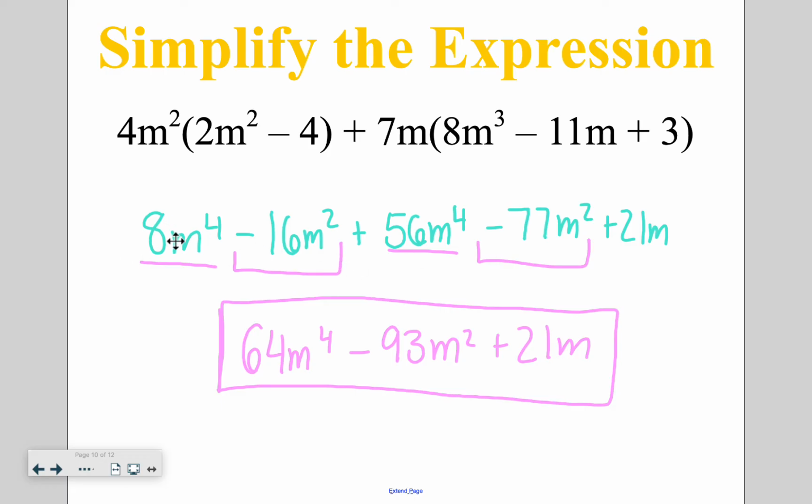So we've got 8m to the fourth minus 16m squared plus 56m to the fourth minus 77m squared plus 21m after our distribution. Then we can combine our m to the fourths to get 64m to the fourth and combine our two m squareds to get negative 93m squared, and then plus 21m stays on its own.